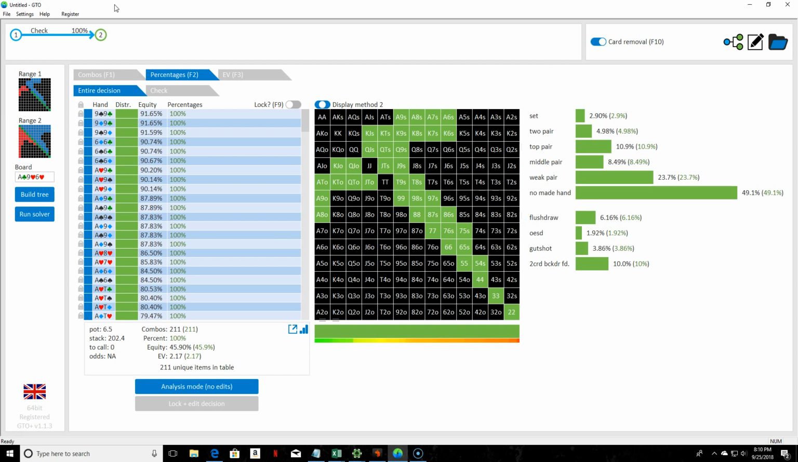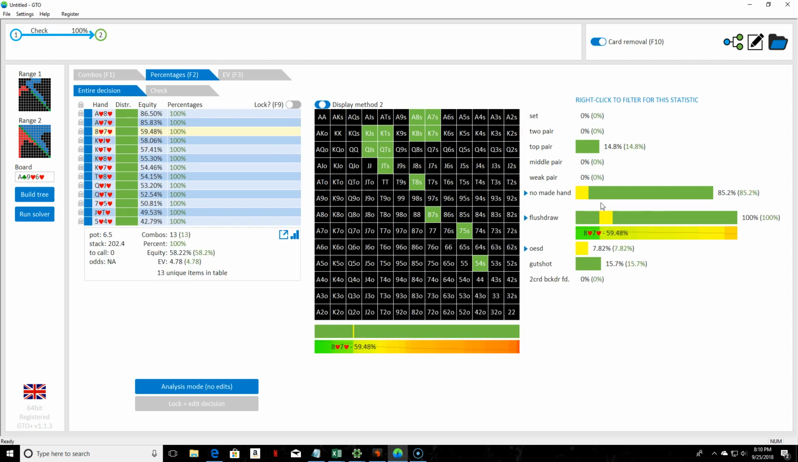What we are assuming first, and the way I set this tree up, is that the big blind is going to check 100% of his range. For the most part, unless you're playing a recreational player, that's what you're going to see happen.